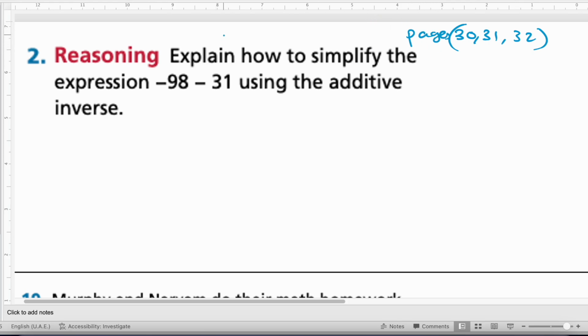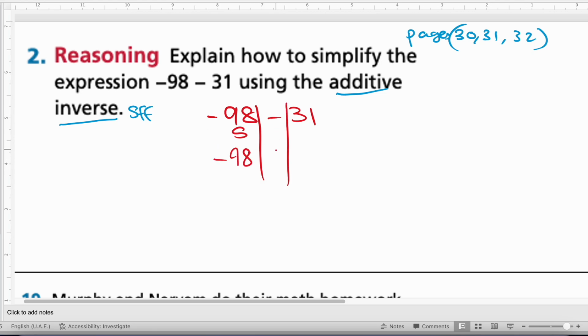Explain how to simplify the expression using additive inverse. Again, additive inverse means I want to use same flip-flip. Remember when I said that same flip-flip uses additive inverse? Let's do it. Negative 98 minus 31. So where is the additive inverse here? Additive inverse says that you have to keep the first one the same. Don't find any inverse of it. Flip the subtraction into addition. And flip the 31 that is positive into the additive inverse.